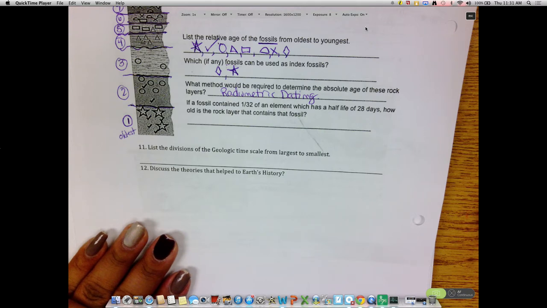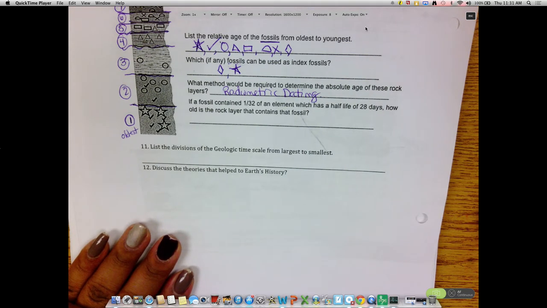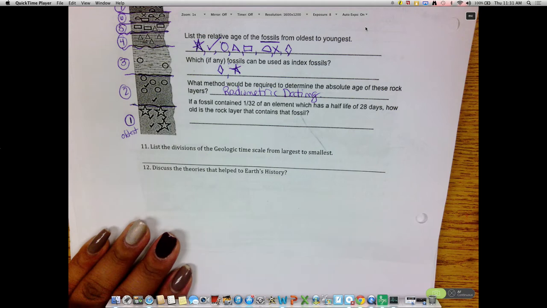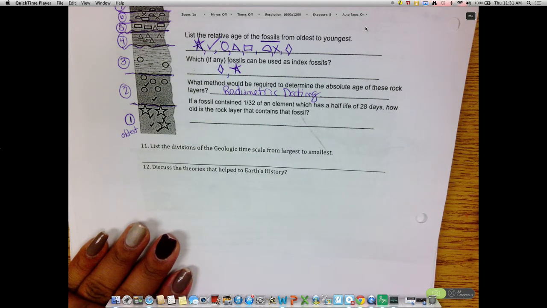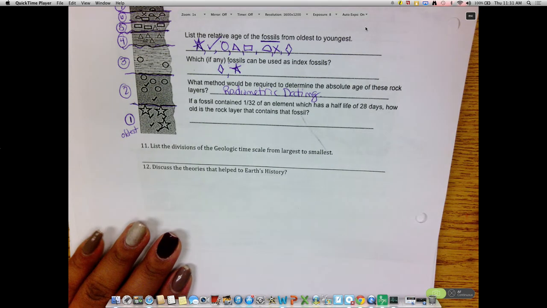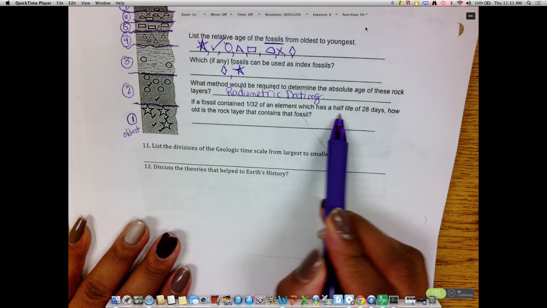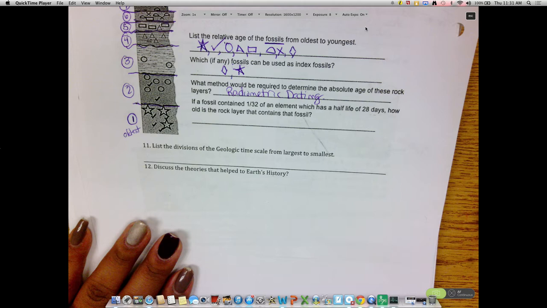If a fossil contained a fraction of 1 over 32 of an element which has a half-life of 28 days, how old is the rock layer that contains that fossil? Well, hold on. It's not about just getting the answer, it's about explaining, making sure everyone understands what it's asking for. Your notes told you that if you knew the rate of decay, which is the half-life, then you could find the absolute age, correct?